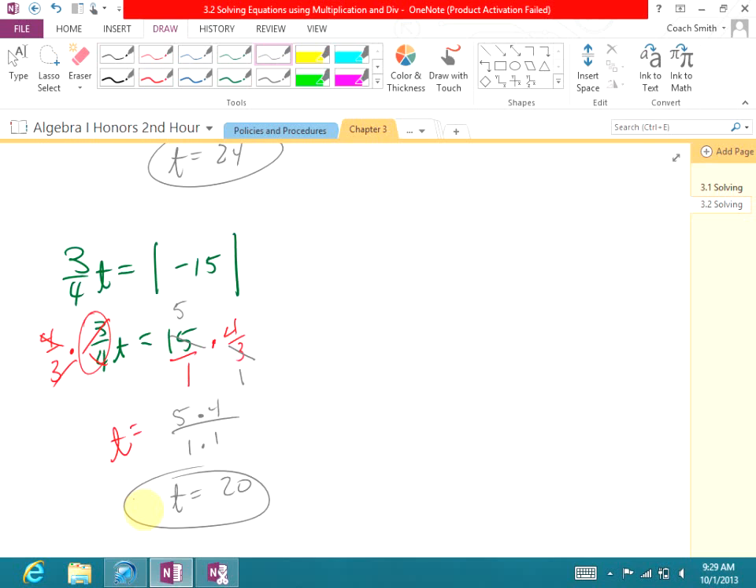All right, I want you to do this one on your own. 1/3 y equal 5 2/3. 1/3 y is equal to 5 2/3.